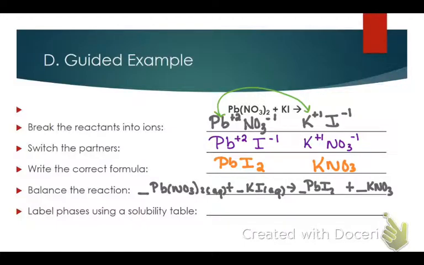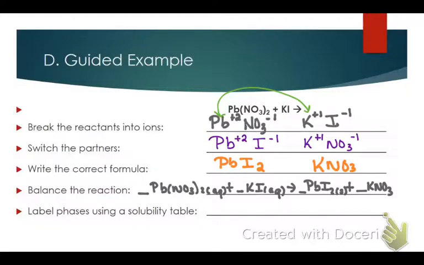A precipitate is a solid that's produced, so what we're going to do is add a subscript that is a set of parentheses with an S inside. That tells us that that's what that precipitate is chemically formulated of. We can do the same thing with the KNO3. We have K across the top of the table, find NO3 on the left-hand side, and find where those two intersect. When you find where those two intersect, you're going to see an S.